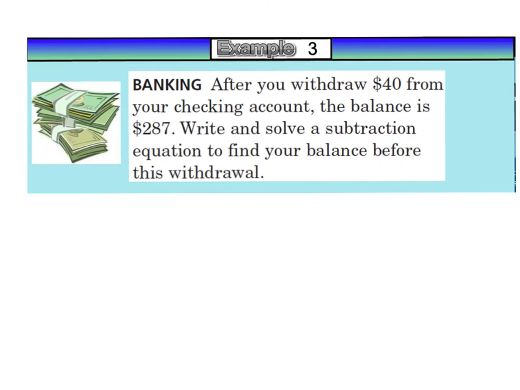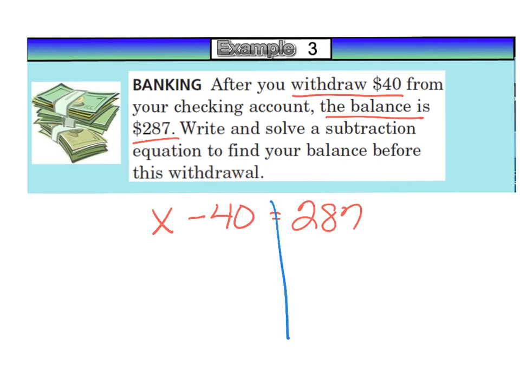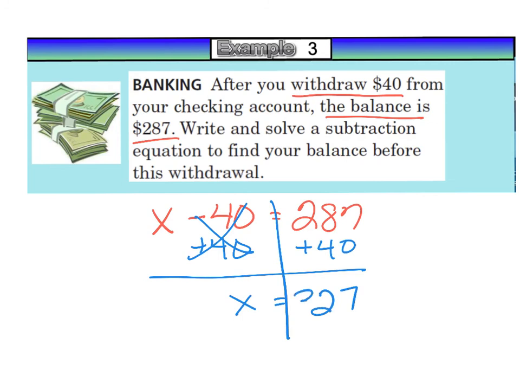So let's do a word problem. After you withdraw $40 from your checking account, your balance is $287. So we don't know what you had in your checking account right away. You withdraw 40, which is like subtracting 40, and you are ending up with 287. So to undo all of that, we're going to add 40. These would cancel out. Add 40 to this side. X equals $327.